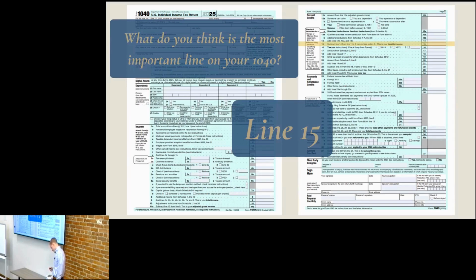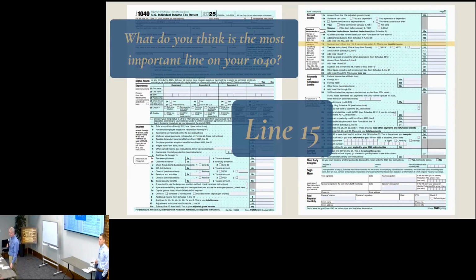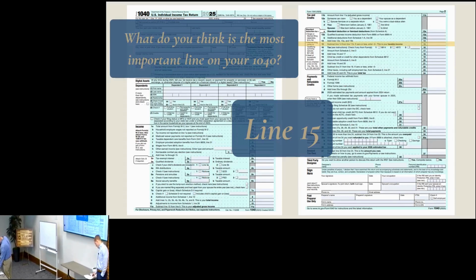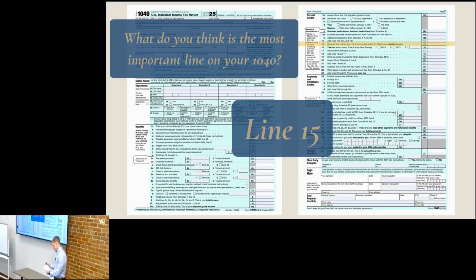Does anybody have any questions on income at all? I'll let you take a few seconds and peruse that if you like. After we get through income, we want to go through your deductions, and that is over on the next page, on the back page, page 2.